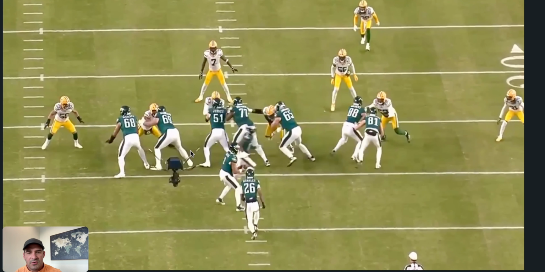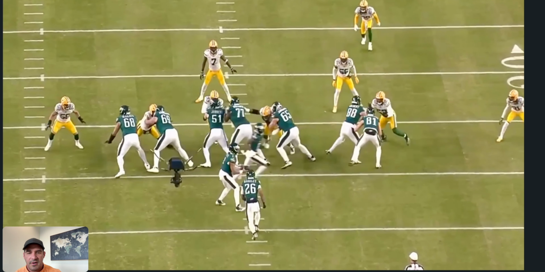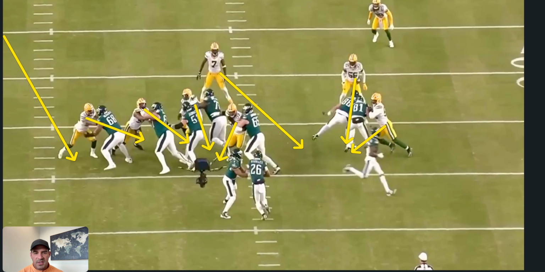But we're going to talk about a vertical seam. So a vertical seam is when all gaps are taken up, and yet there's still a place for the running back to run. And I'm going to show you how that works right here. Okay, at this moment here, these are the gaps. All right, these are the gaps that the Packers are responsible for, and you'll see that they do a good job of maintaining these gaps throughout the play.